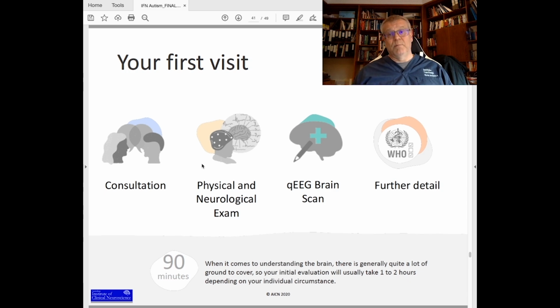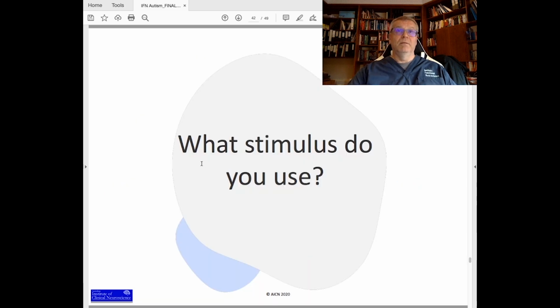Now, all this takes approximately 90 minutes, but in some cases it may take longer depending upon the difficulty of the case or the complexity of the situation, or whether the child is compliant with our examinations. But for the most part, between 90 minutes to 2 hours, we get most of the information we need. The clinicians are highly trained and have a lot of experience dealing with children that might not want to give them the information that they're asking for, but we find a way to retrieve that information. Now, what stimuluses do you use is another question that we often get.